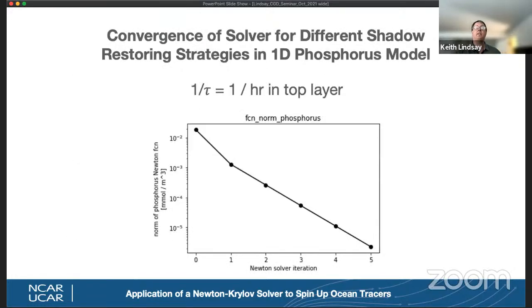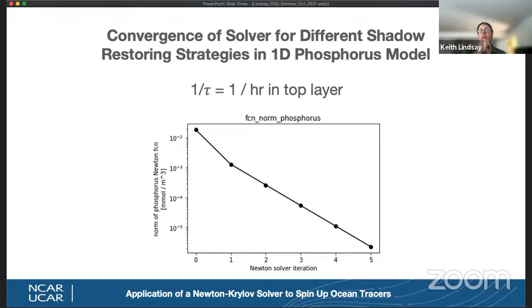So this is showing an example from a 1D phosphorus model in this simplified solver framework, with a simplified restoring of the shadow tracer of phosphorus to a real tracer. And this is showing that it converges exponentially, and with 5 iterations of Newton's method, we have reduced our residual 3 orders of magnitude, which is sounding like it's doing very well.